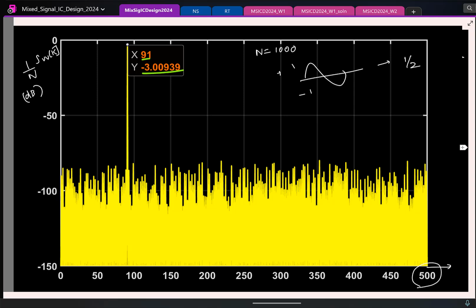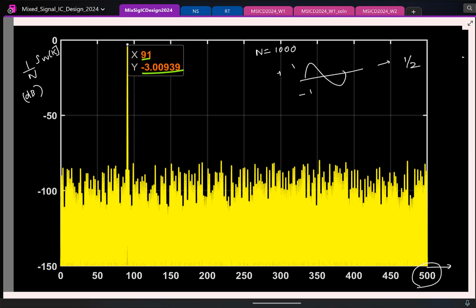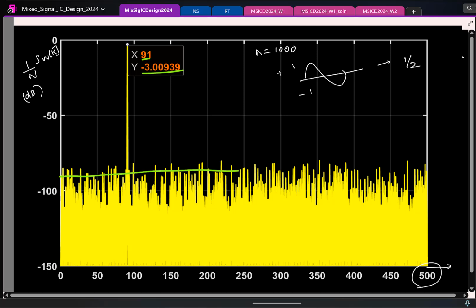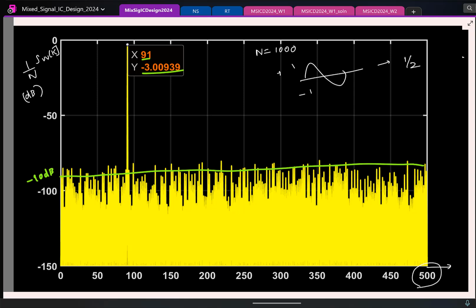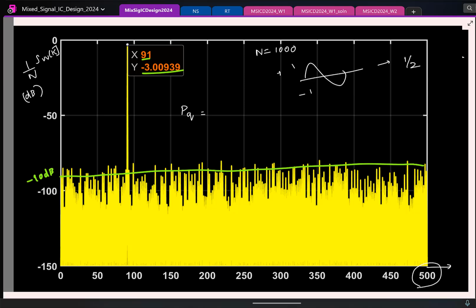So first you see that the signal is fine, and the quantization noise spectrum is kind of flat, reasonably good. So let's say I approximate it to some flat number, say about minus 90 dB or so. Let's approximate all the bins to be at this level. So can you tell me the quantization noise power from this? How will you find it?